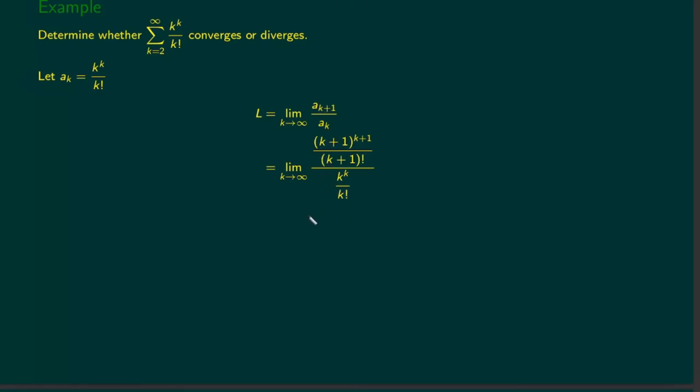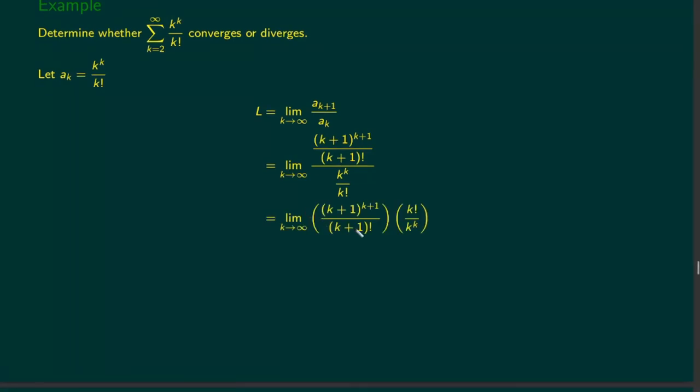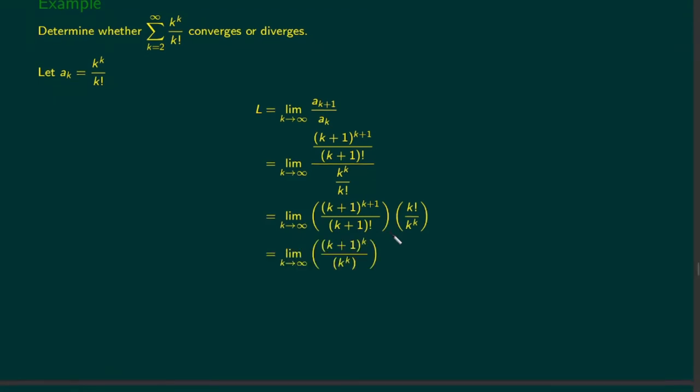So here now I can flip and multiply. By flipping and multiplying, I get this one. Here I can simplify: the factorial (k+1)! contains the factorial k!, so I can cancel it out. So here I cancel out the factorial. Then there is a k+1 that will cancel out with this, so I get this one.